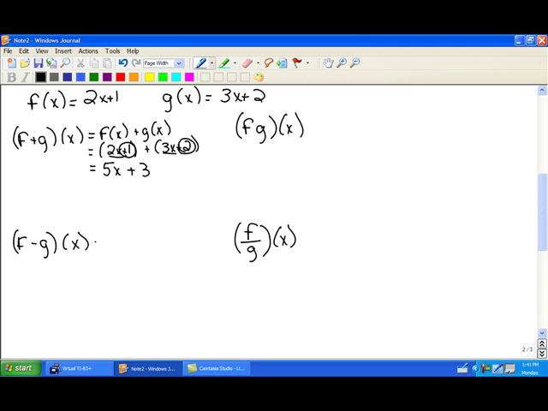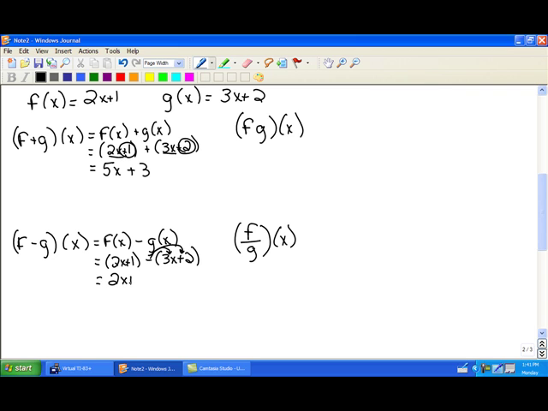If we're going to look at f minus g of x, that's the fancy notation for take the f of x function and subtract the g of x function. Or in this case, take the 2x plus 1 and subtract the 3x plus 2. Notice that when I'm substituting, I'm putting these functions in parentheses. Hopefully that's going to remind you that you have to distribute the negative on the subtraction.